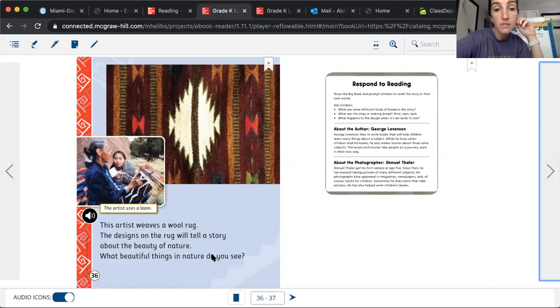The designs on the rug will tell a story about the beauty of nature. What beautiful things in nature do you see? Okay, so look at the caption. The artist uses a loom. That's how she weaves the rug. Okay, so that's our second story.